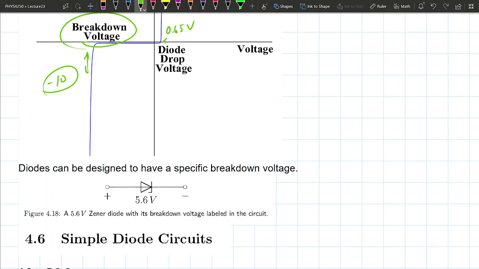Okay, and the symbol for a Zener diode is very similar, but instead of the little bar, it's a little L shape there. Okay, and it'll state what voltage it is supposed to break down at.